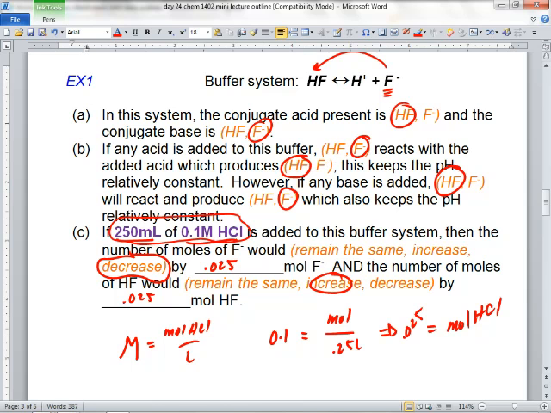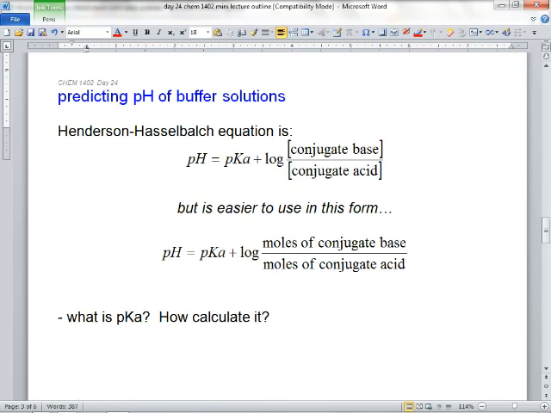Hardly measure it. It's going to be a very small amount. Okay? Let's see. Now, how do you predict these things? The Henderson-Hasselbalch equation. Now, here's one of them. pH equals pKa plus the log of the conjugate base over the conjugate acid concentration. Because all buffers have to have them in there.